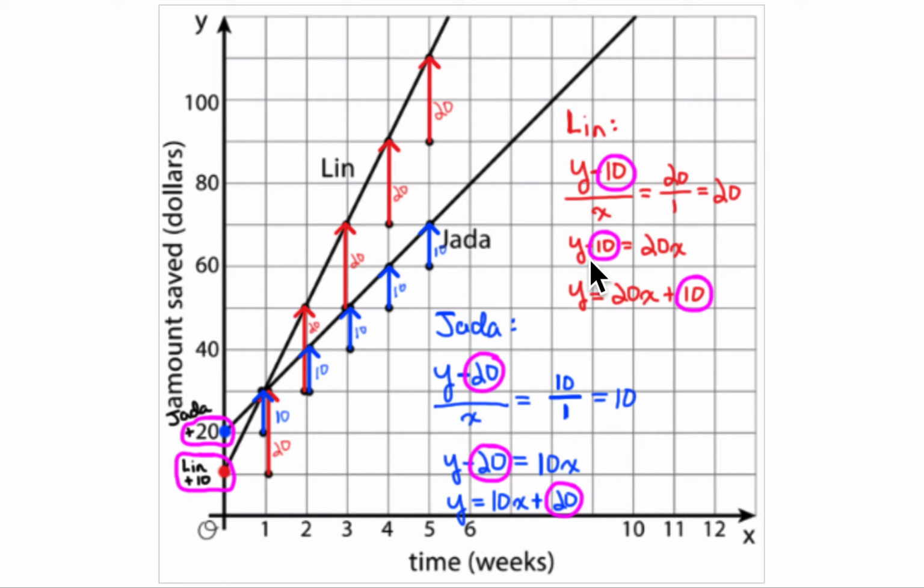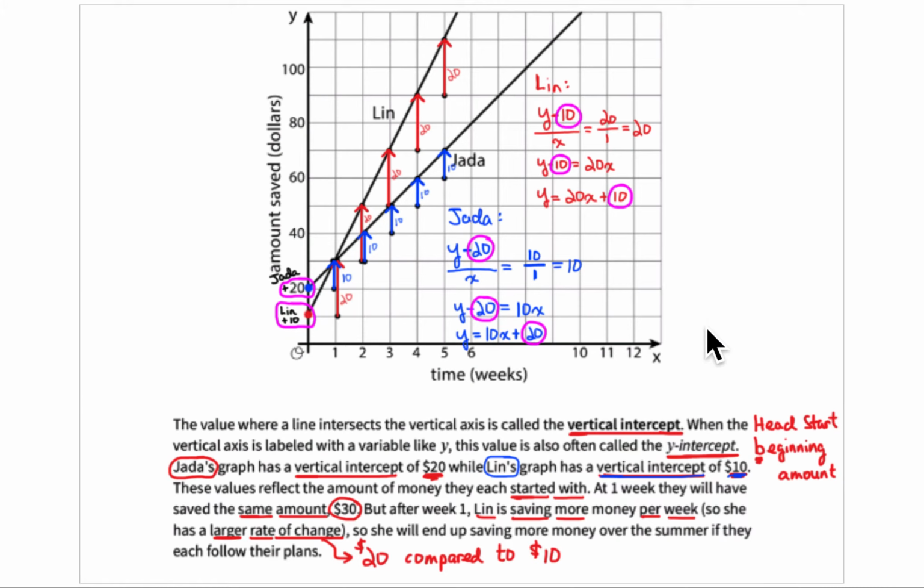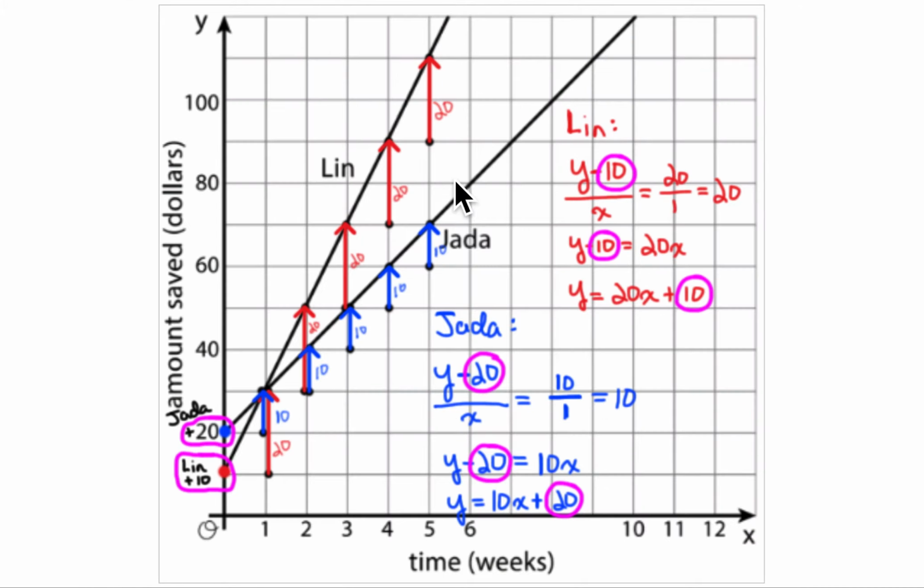So what that says is that Y minus 10 is 20 times the number of weeks. So you subtract $10, what you're left with is going to be 20 times the number of weeks that you've saved. So she saves $20 each week. So you multiply that 20 by the number of weeks. So $20 times the number of weeks, but then to get the total amount of money, you have to add that $10 back. So this is Y equals 20X plus that $10 that you have to add back.